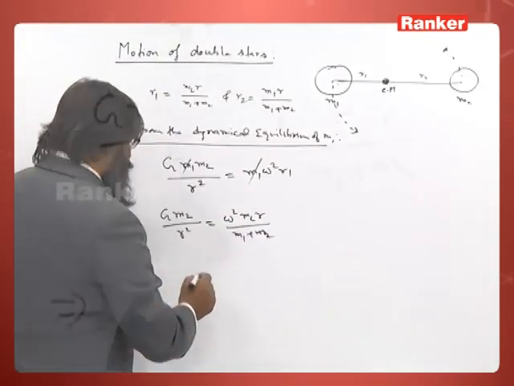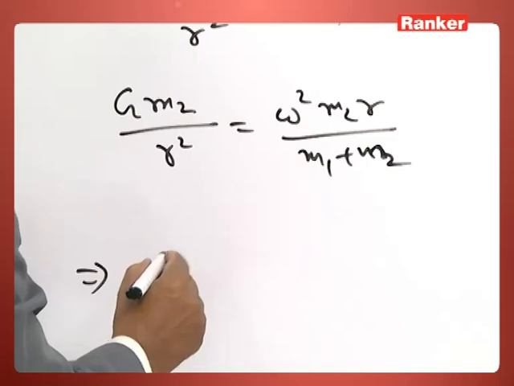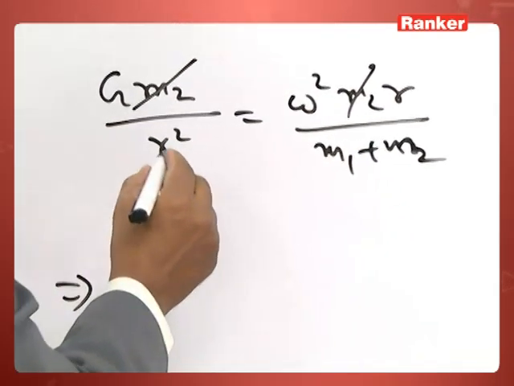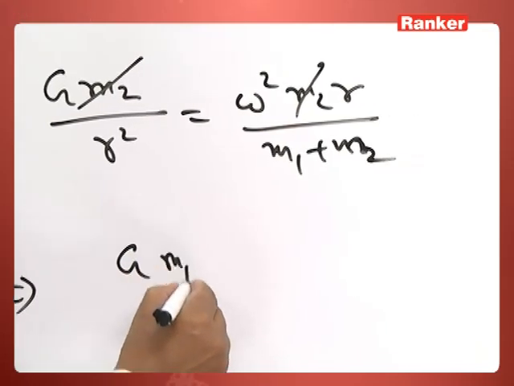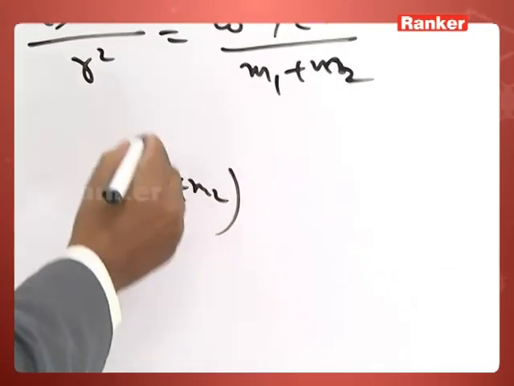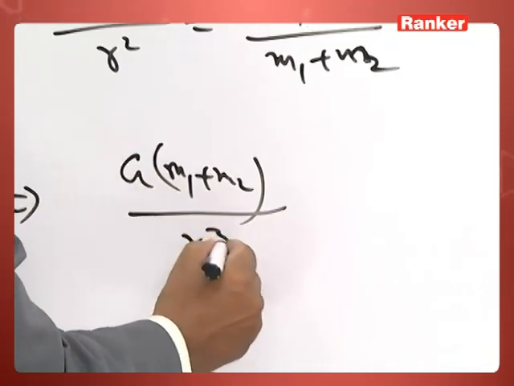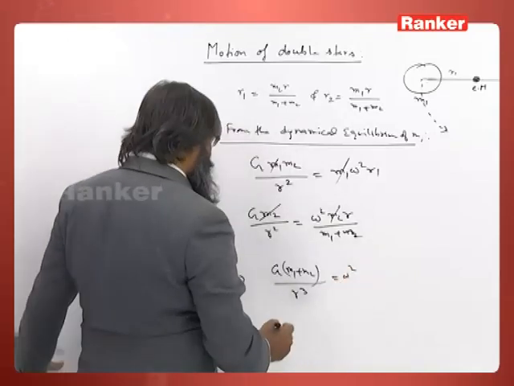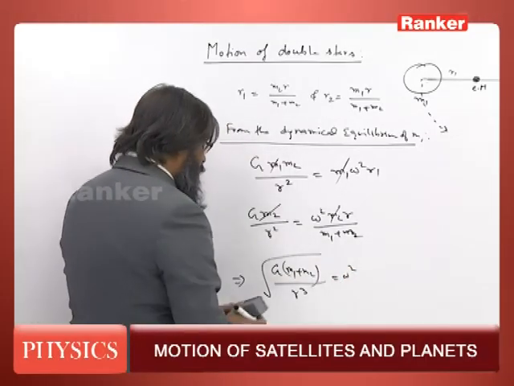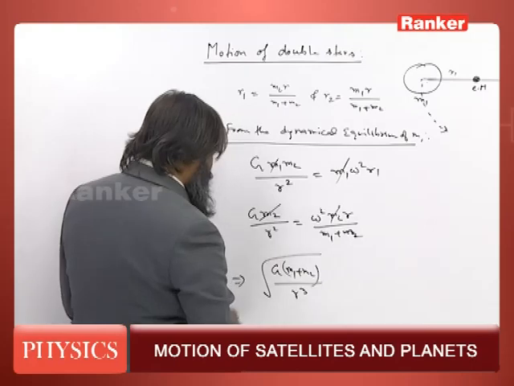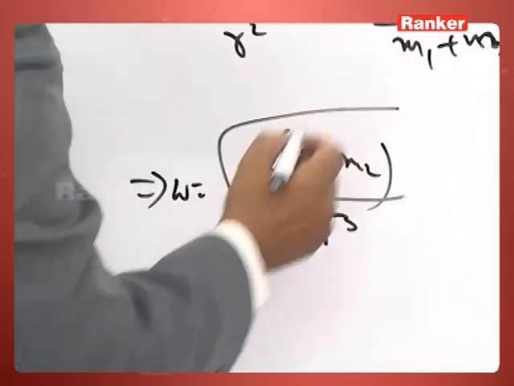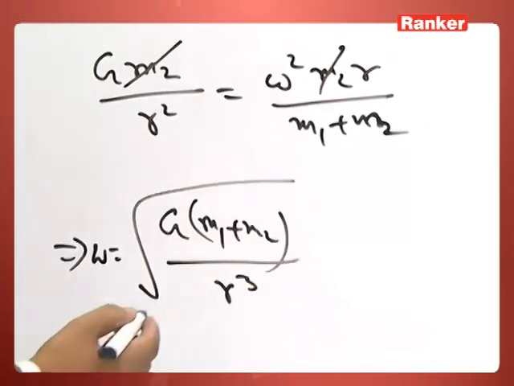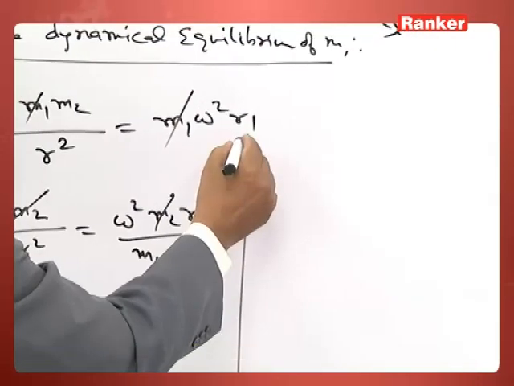Further, we want to calculate omega. This m2 again gets cancelled here. So we have G times m1 plus m2 by r cube is equal to omega square. So omega is equal to the square root of G times m1 plus m2 by r cube.